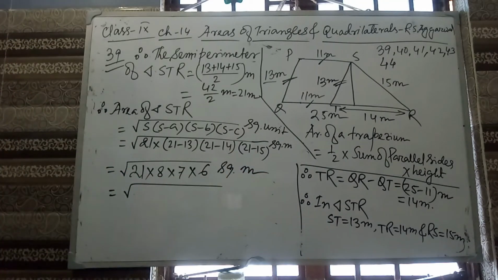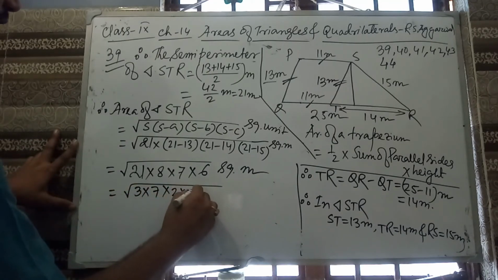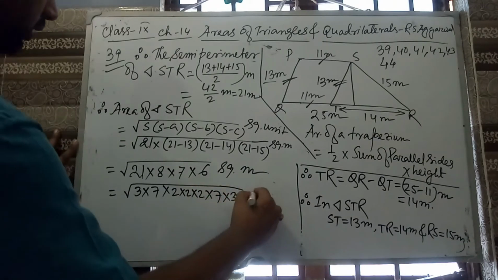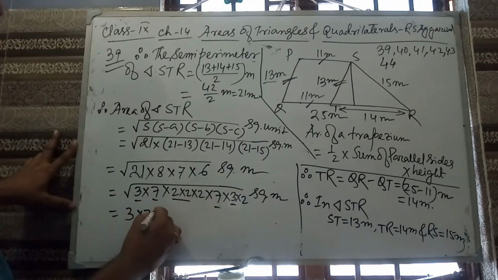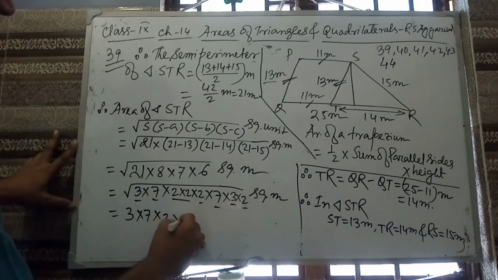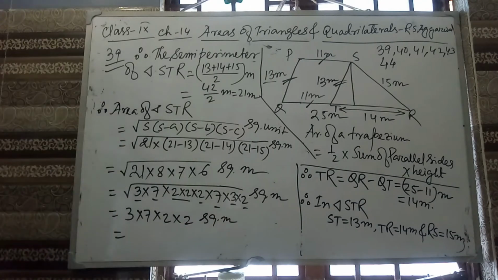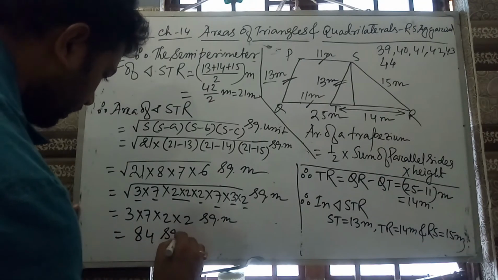Factorize each term separately. This is 3 into 7. This is 2 into 2 into 2. Another 7. 6 is 3 into 2. Square meter. 3, 3. So here we get 3. 7, 7. 1, 7. 2, 2. These 2 and for these 2 another 2. This much square meter. That is 3 into 7, 21. 21 into 4, that is 84 square meter.